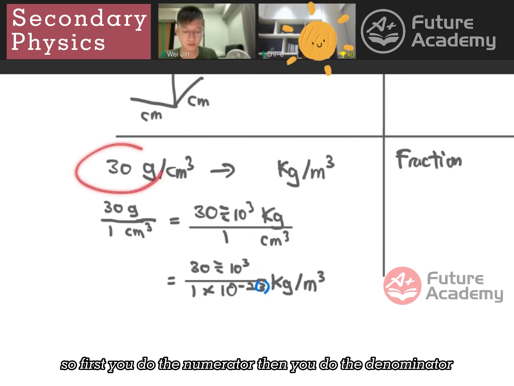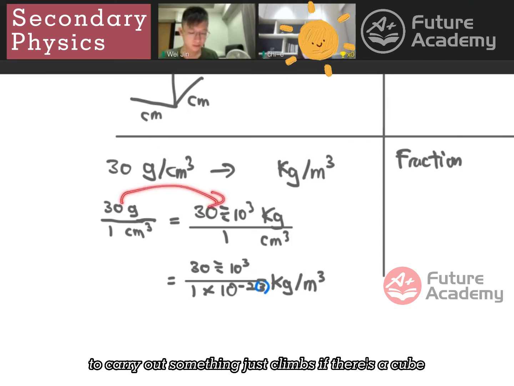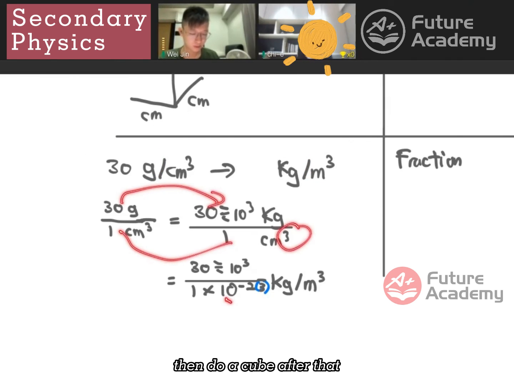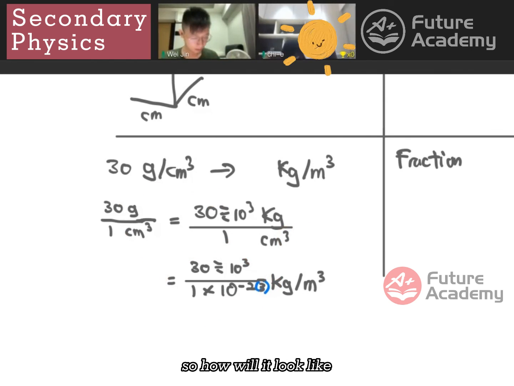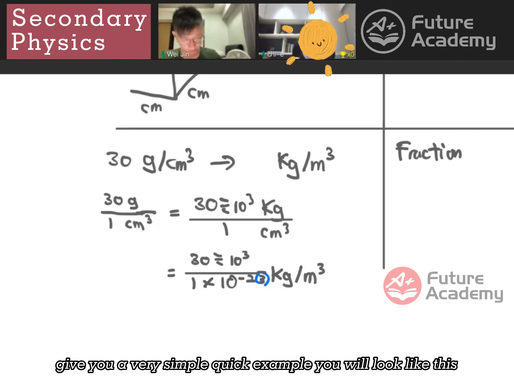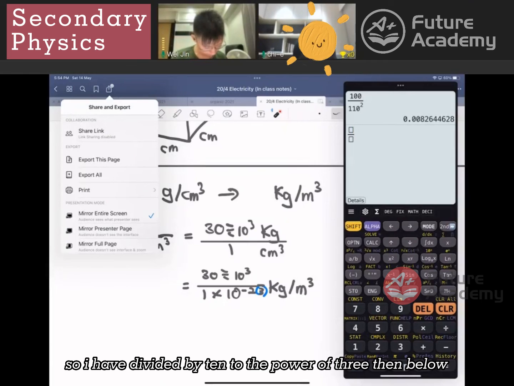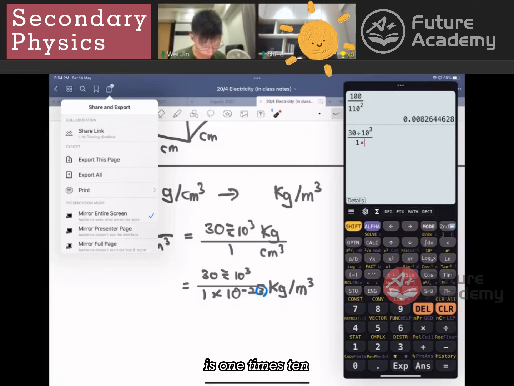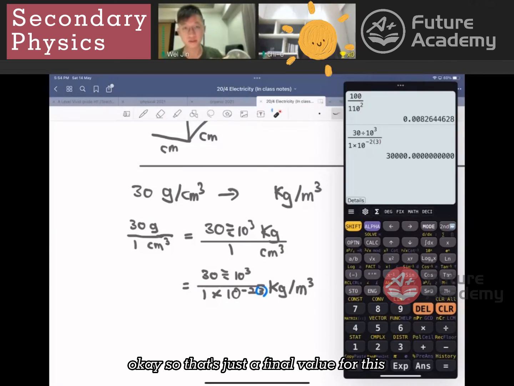So first you do the numerator, then you do the denominator. Follow the procedure: to add something, just divide. To get rid of something, just times. If there's a cube, then do a cube after that. Then just throw this whole thing into your calculator, and you'll get the final answer. So how will it look? A very simple, quick example. I have 30 divided by 10 to the power of 3. Then below is 1 times 10 to the power of negative 2, in brackets, cubed. That's it. This is 30,000 kilograms per meter cube. So that's just the final value for this.